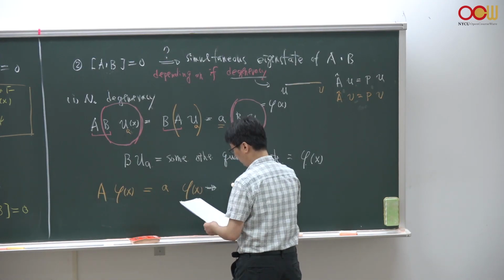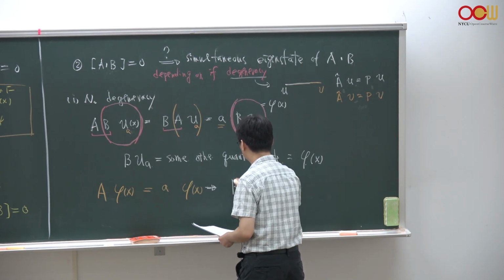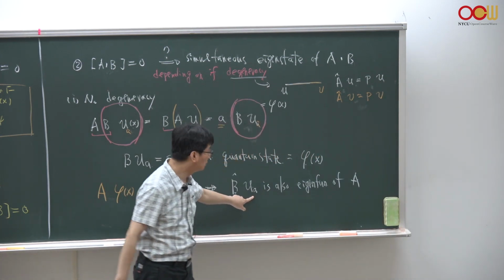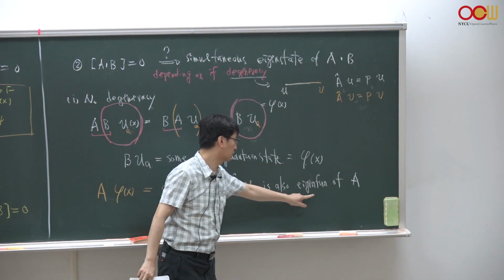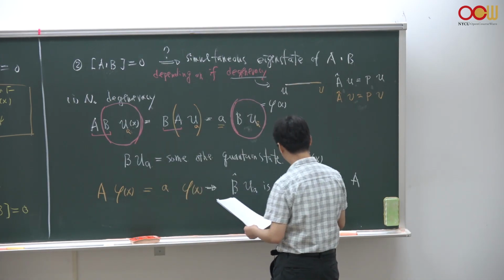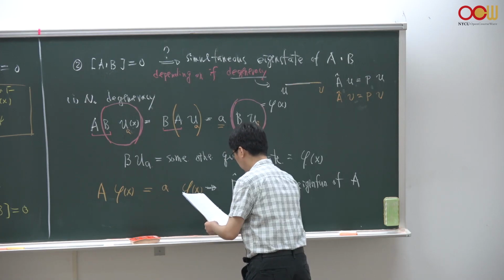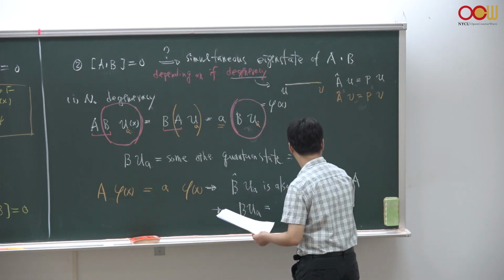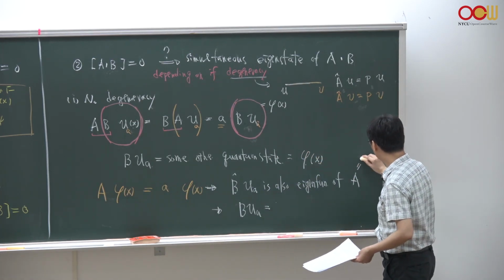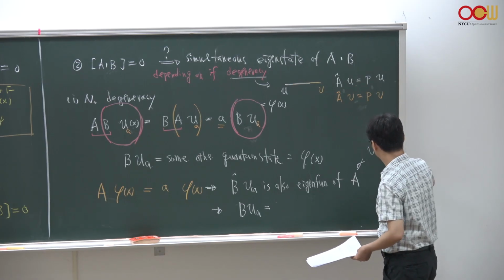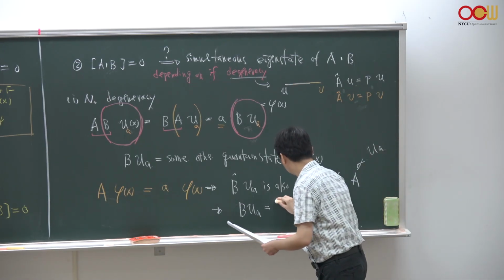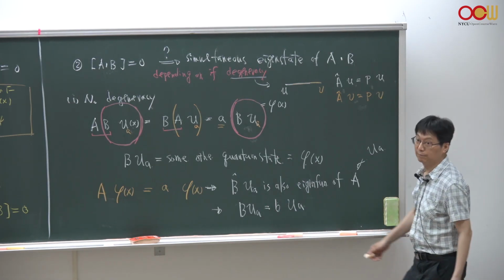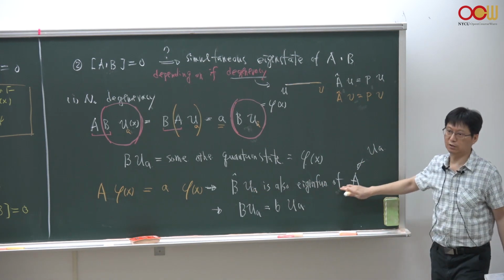But what is phi of x? Phi of x is nothing but B acting on UA, meaning that when B acts on UA, this is also the eigenfunction of A. So I can simply rewrite this statement in mathematical form, which says B acting on UA is an eigenfunction of A, which is proportional to UA, with a different prefactor of proportionality, which I call little b, times UA. Because B acting on UA is the eigenfunction of A operator.